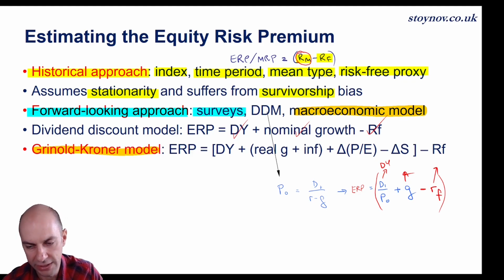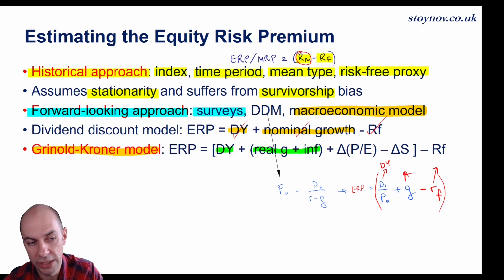Now, the formula itself looks pretty scary, I grant you that, but I will tell you the trick. The trick is to first think of it as an extension to the Gordon. So what did the Gordon say? The Gordon said that the ERP is driven by the dividend yield and the nominal growth. Okay, well, let's see what the Grinold-Kroner is saying. It is saying the ERP is driven by the dividend yield and, you guessed it, the nominal growth rate.